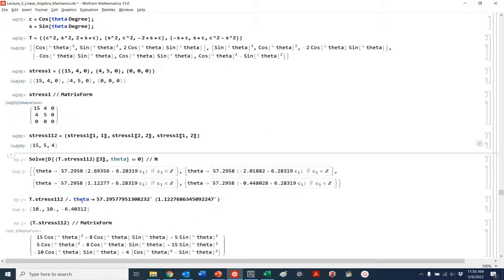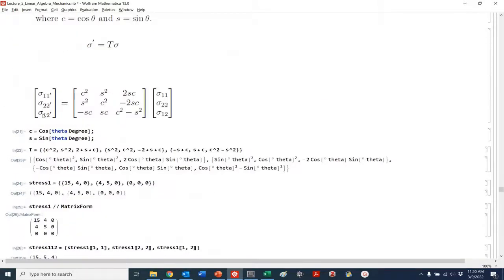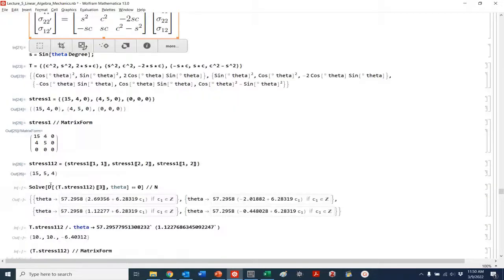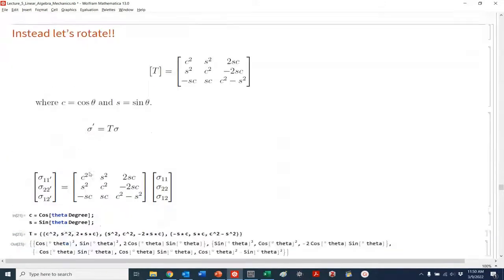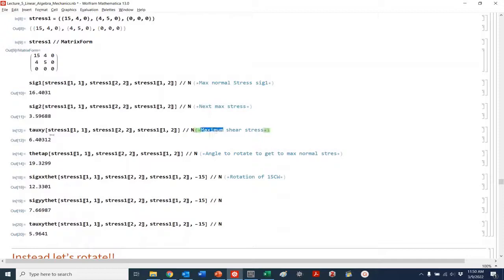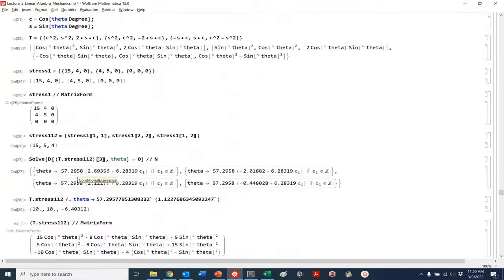I want to solve first for when my shear is maximized. So I take this third equation, my shear stress, and ask when it is maximized. I take the derivative of this with respect to theta and solve for it equal to 0. I can pull out any of these values, and when I plug this in, what's my value of my shear stress here? 6.4. What's my value of my maximum shear stress? 6.4 here. Excellent, it matches.